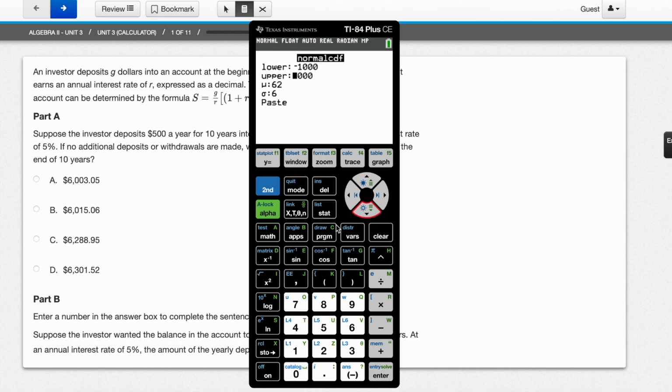Upper bound is 30. Mean is 33.5. And standard deviation is 5.6. Enter, enter, enter. And this is my answer.